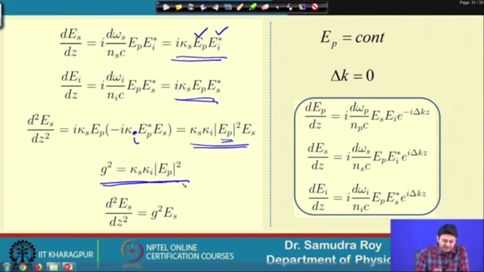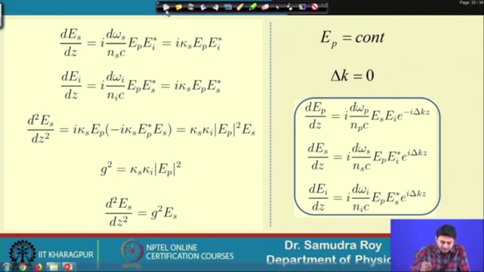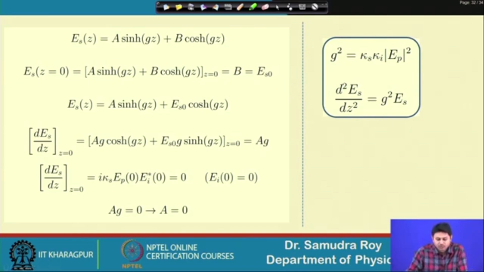Now if I put this G, we will have a differential equation which has this particular form. This is not a very new kind of differential equation. The signal will have this kind of form, that we know, because we have already calculated this kind of thing in the previous calculation. Once we have the differential equation of the signal field, readily we can have the solution.